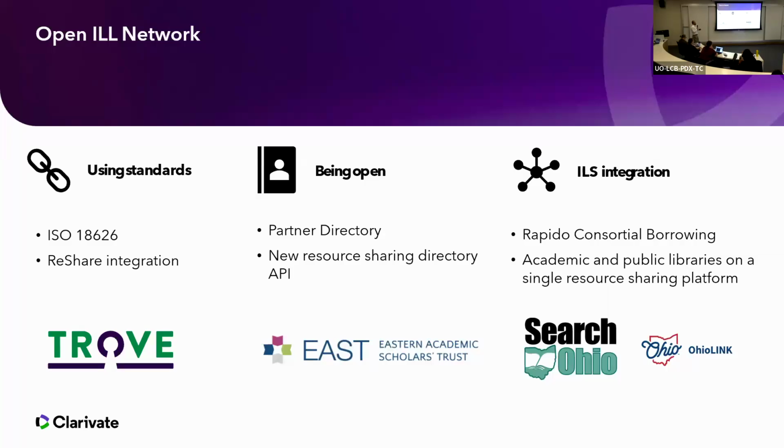Also this year, we've released the Rapido Consortial Borrowing, which is utilizing Rapido to share resources within a consortia. And we worked with OhioLink and Search Ohio on this project. OhioLink is all Alma libraries, and they're just going live now, and Search Ohio will go live later this year.